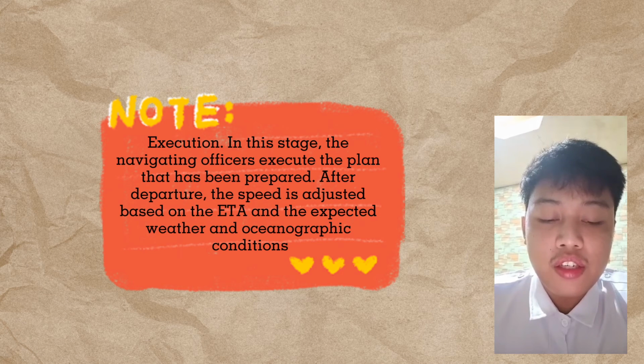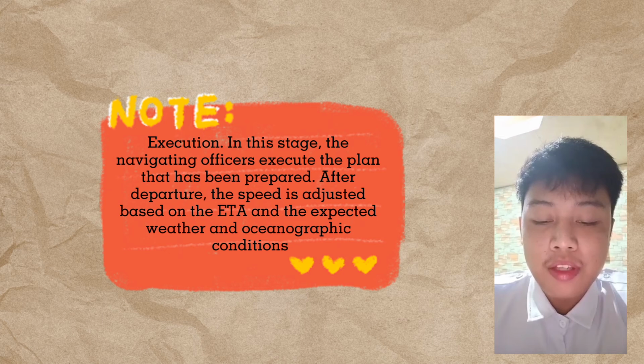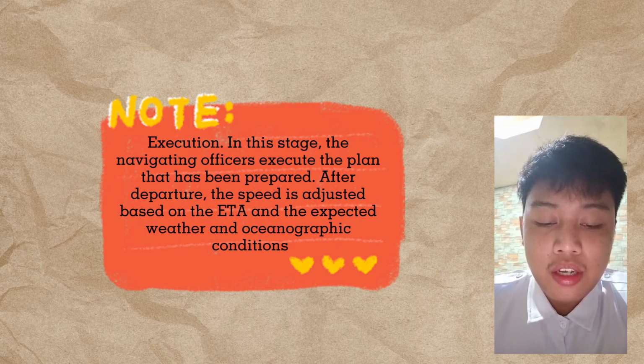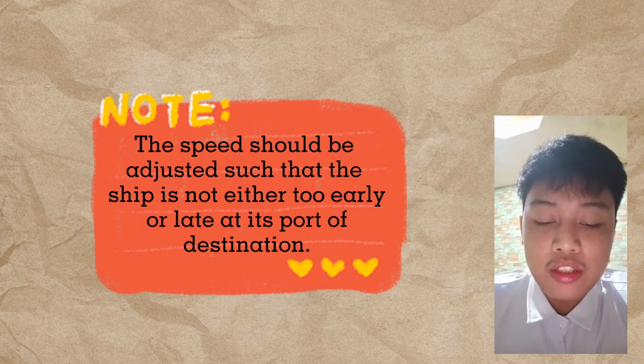Our fifth topic is execution. In this stage, the navigating officer executes the plan that has been prepared. After departure, the speed is adjusted based on the ETA and the expected weather and oceanography conditions. The speed should be adjusted such that the ship is not either too early or late at its port of destination.